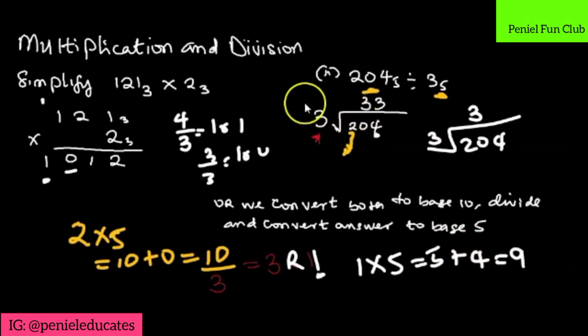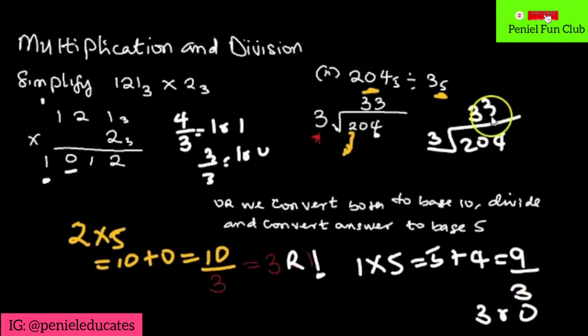Then we add it to this 4, plus 4, which is 9. Then we divide by 3 again. If you divide by 3, we have 3 remainder 0. So this 3, we put it here. The remainder is 0, so there's nothing more we can do. Let me say it again.